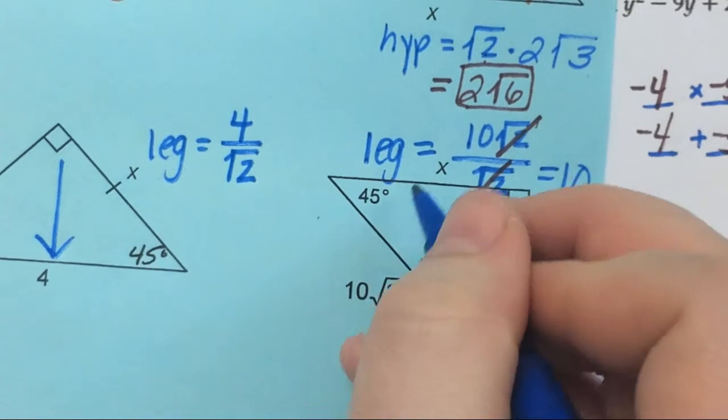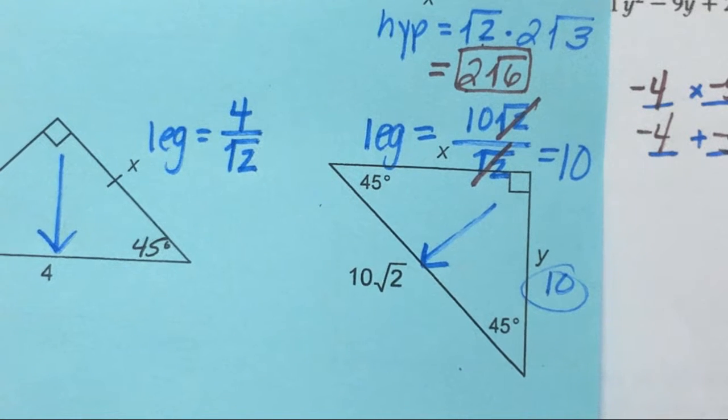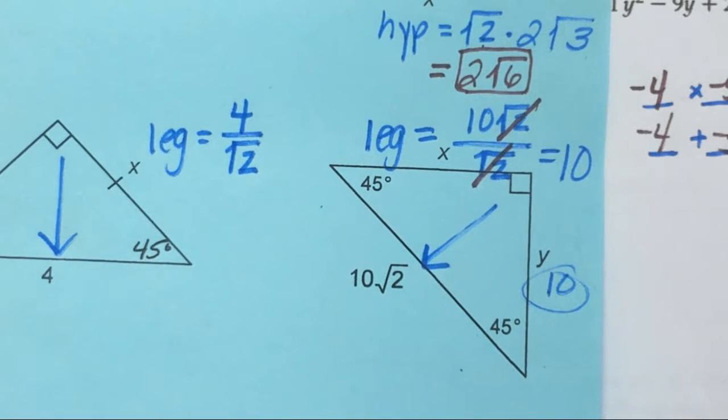So I have 10 for x, and obviously y is also 10 because the legs match. You find one leg, you found the other. So I've got 10, 10, 10 square roots of 2. And that makes sense.